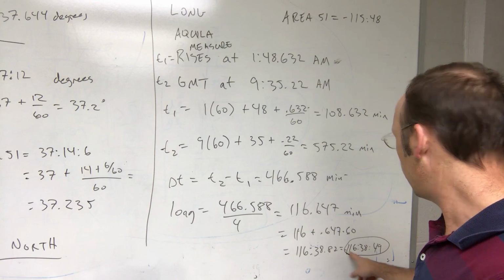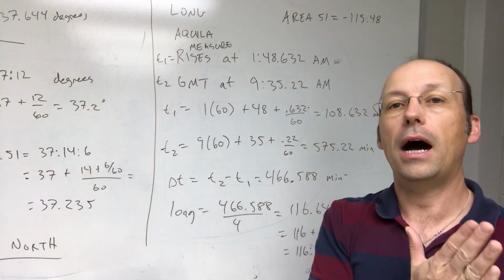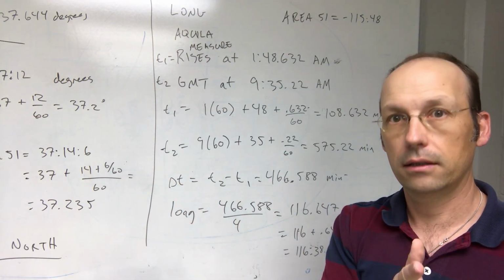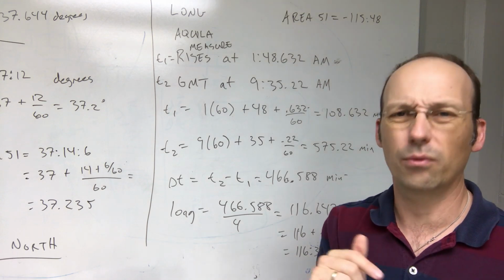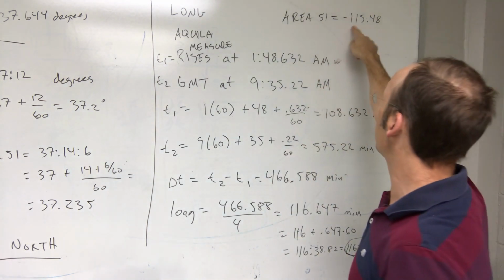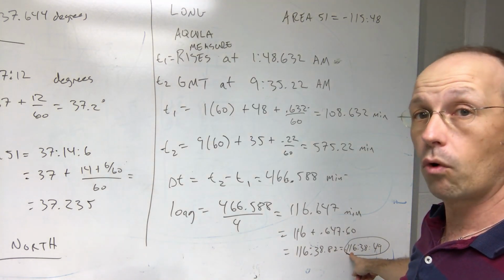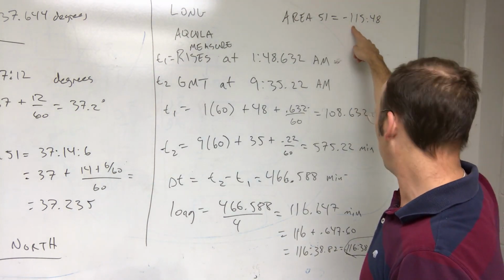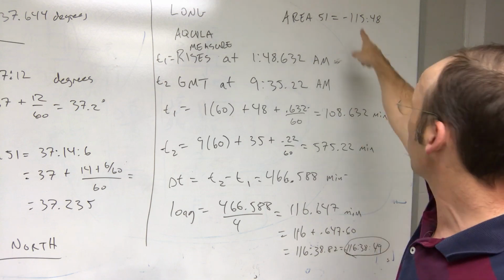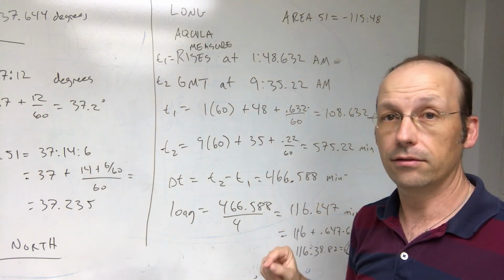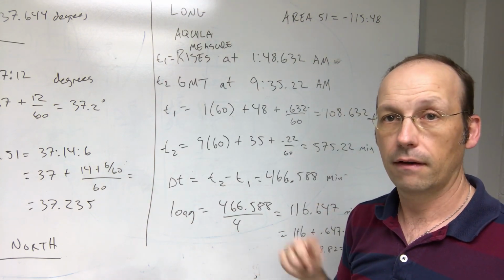Now if I look at this, it's actually negative because you're behind Greenwich Mean Time, so you know you're in the west. And Area 51 is negative 115. So this is more negative, this is more west than Area 51, so we need to go east in order to get there. So you need to go northeast to get to Area 51.